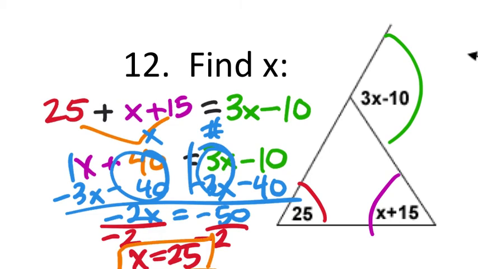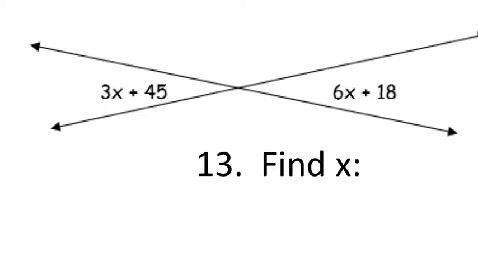That does not mean that x is 25 degrees, it's just 25. And then that would make it a true statement. Of course, you can check these, right? You could say, well, 25 plus 15, that's 40, plus 25 is 65. 25 times 3 is 75, minus 10 is 65. So they match.